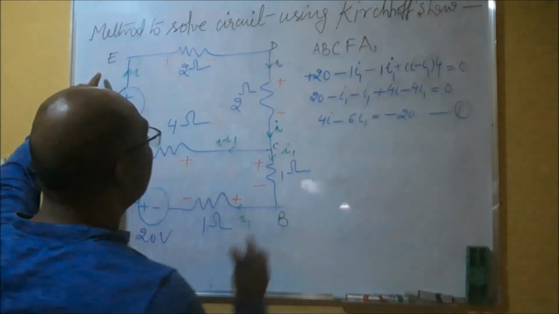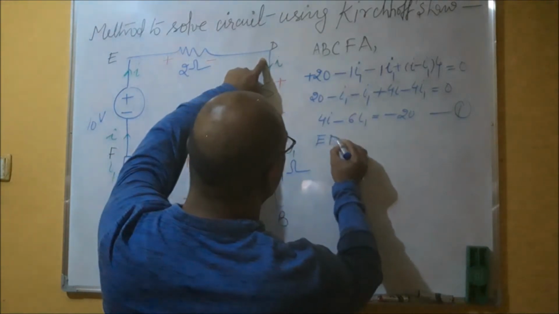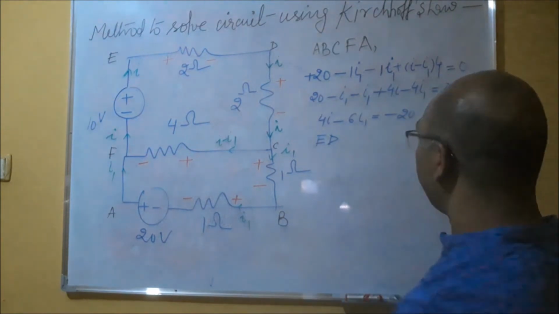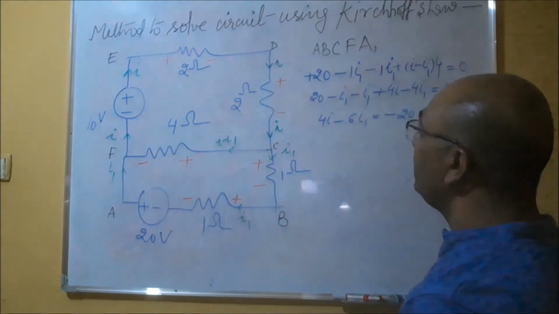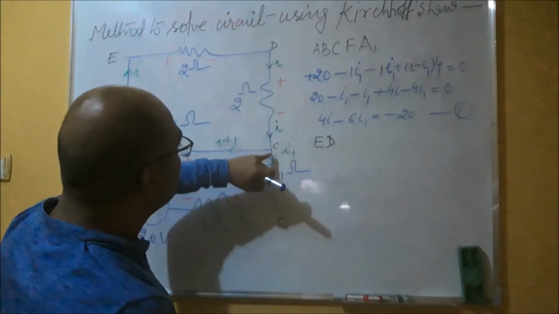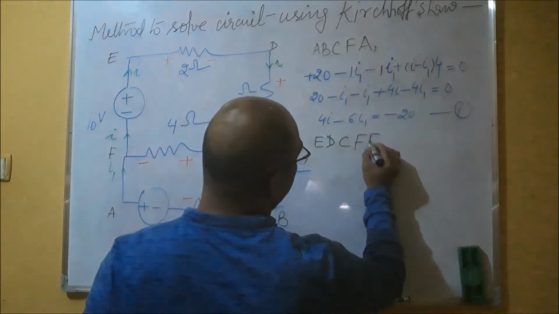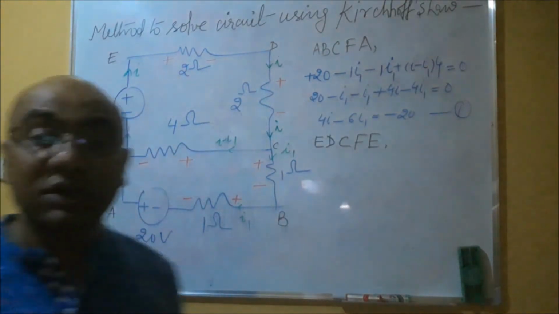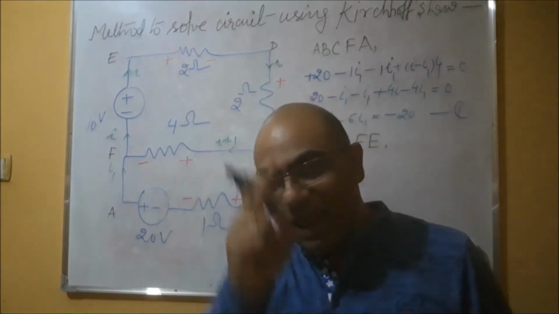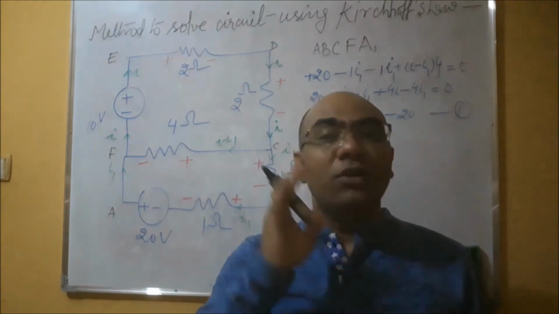So now I am taking the loop E, D, C, F, E. Again, I am telling you that it's up to you. You can take any closed loop and any direction. You can go either clockwise or anti-clockwise. It totally depends on your choice.